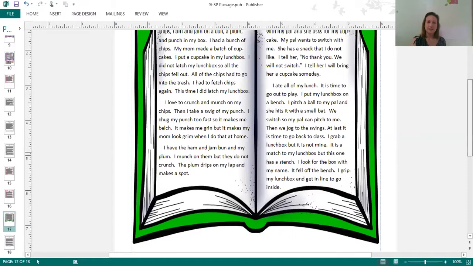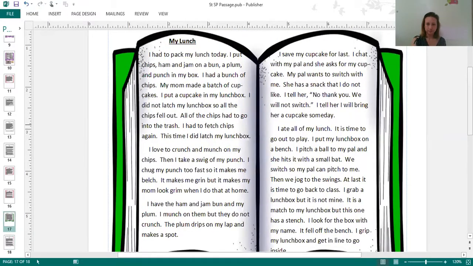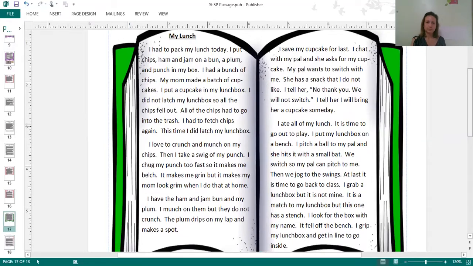And then we have my lunch. So what is the setting in this story? Does the setting stay the same all the way through, or does it change? What is the problem in this story? Is there a solution? Go ahead and pause and read that. And then you may stop when you're ready.